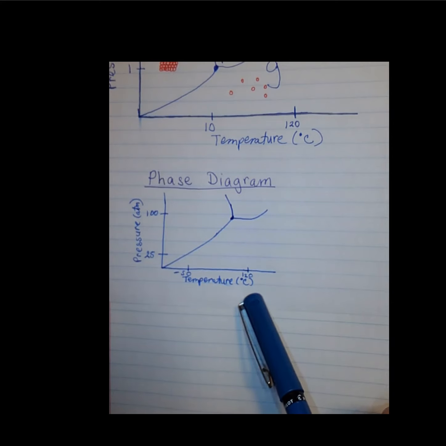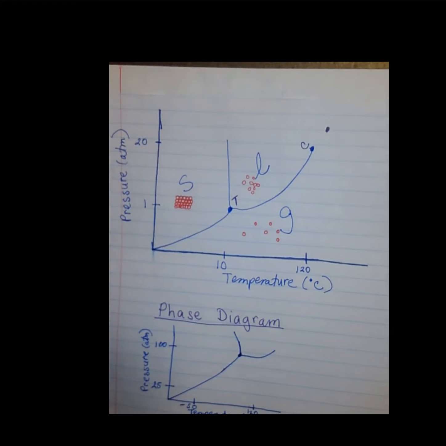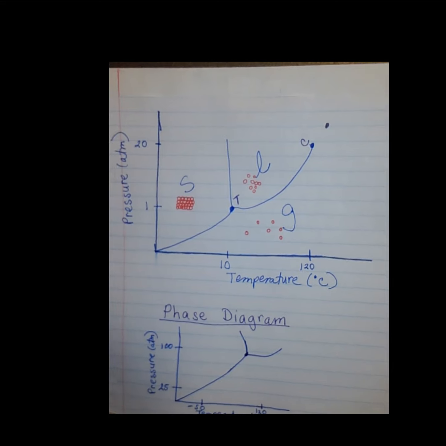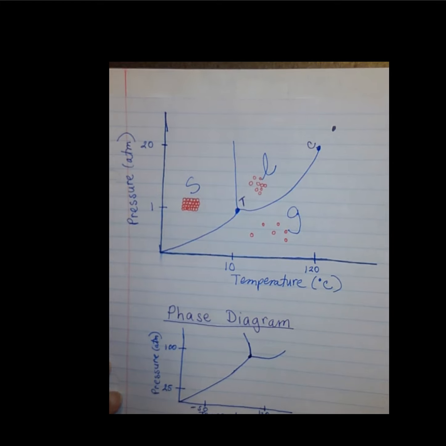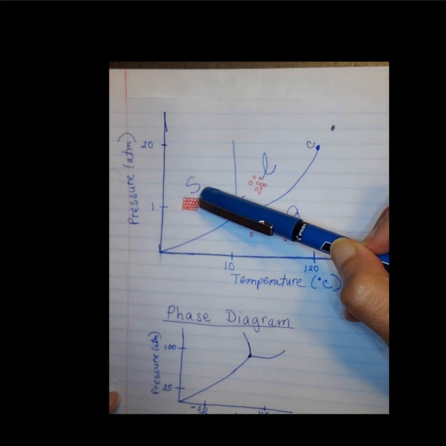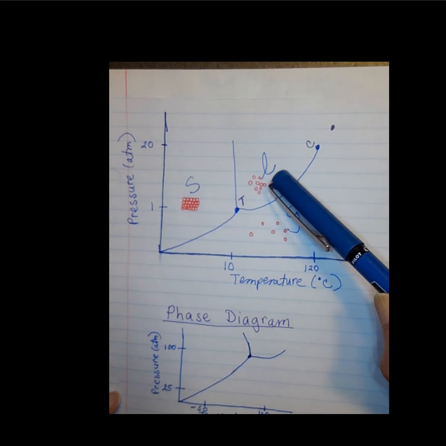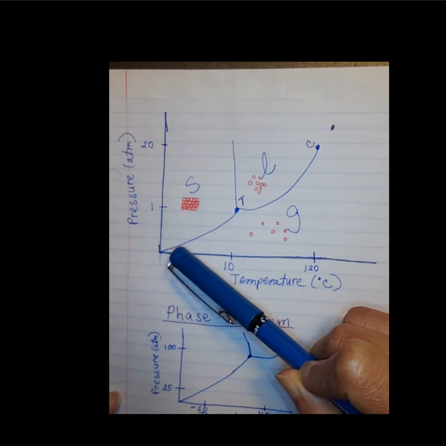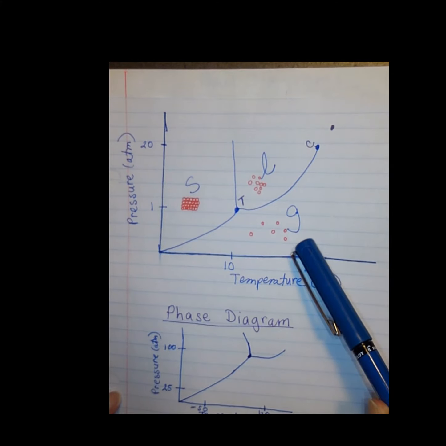The first area that you see is, I'm going to move this further up, and the first area that you see on the phase diagram is the solid area. Now the solid is right next to the y-axis, and then between the two lines you have liquid, and then right below the curve you have gas.